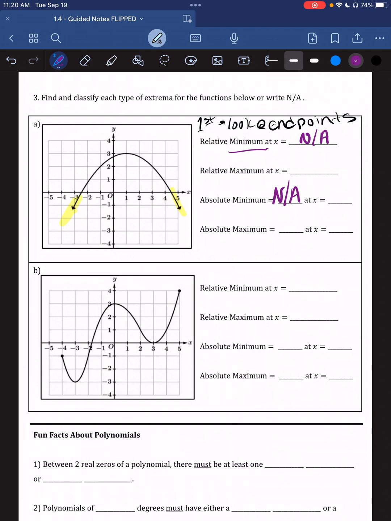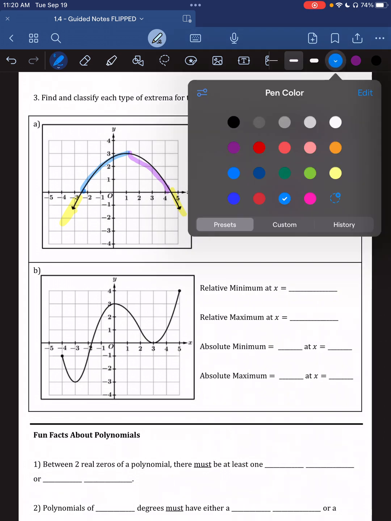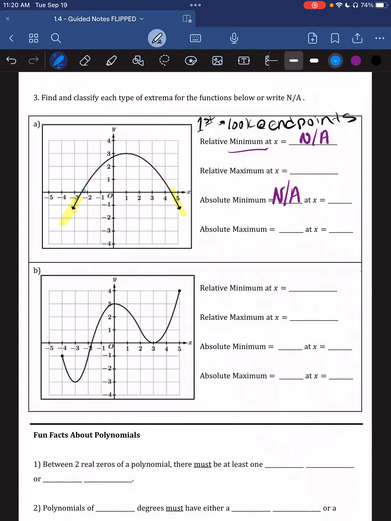All right, now we have to look at relative maximum. So we remember relative maximums occur when the graph changes from increasing, which it's doing here, to decreasing. So where it changes would be right here at x equals 1. So the relative maximum is at x equals 1. Then, considering that's the only maximum on our graph, the absolute maximum occurs at x equals 1, and the absolute maximum value would be its corresponding y, which is 3.